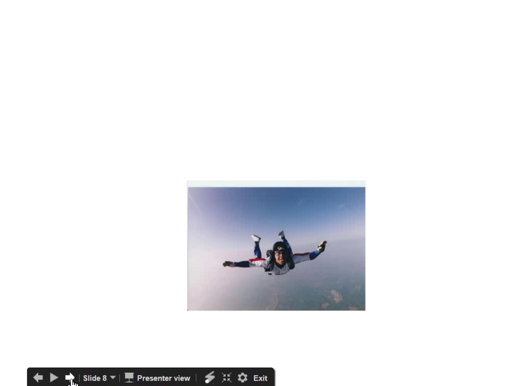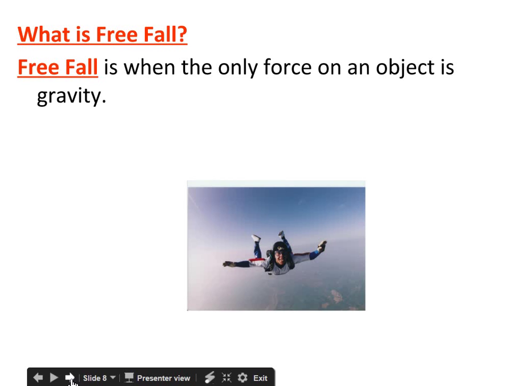Now, let's talk about free fall. Well, what if I have an object that's accelerating towards Earth, and it's known to be in free fall? Free fall is when the only force on an object is gravity, by definition. When we see this skydiver here, we say, oh, he's in free fall. Or you ride the ride at Six Flags or Wild Adventures called the free fall, that just drops you down.